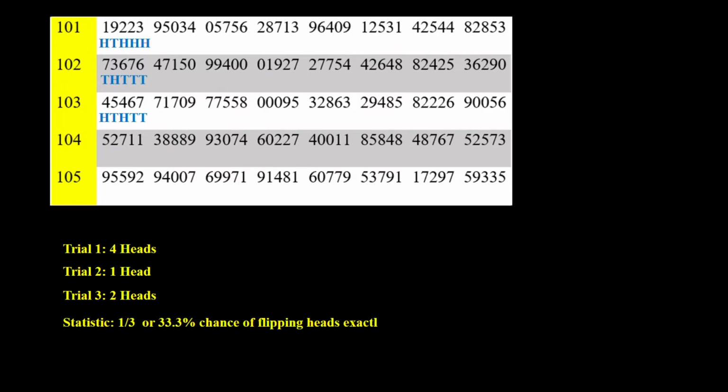That's not that unusual. 1 out of 3, we'd expect to occur 1 out of 3 times. Ideally, I would run many more trials, maybe 50, 100, maybe even 1,000 trials to get a better proportion of how often I would expect to get heads only once.